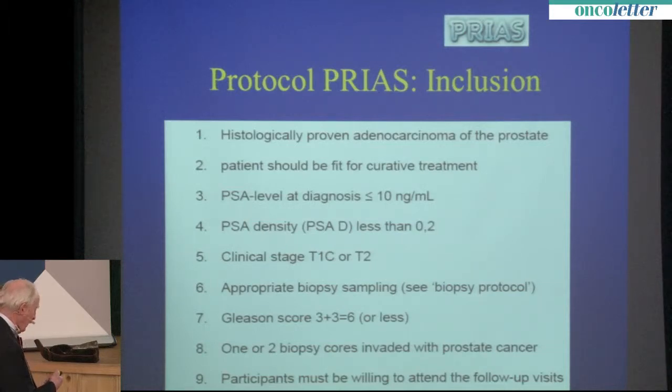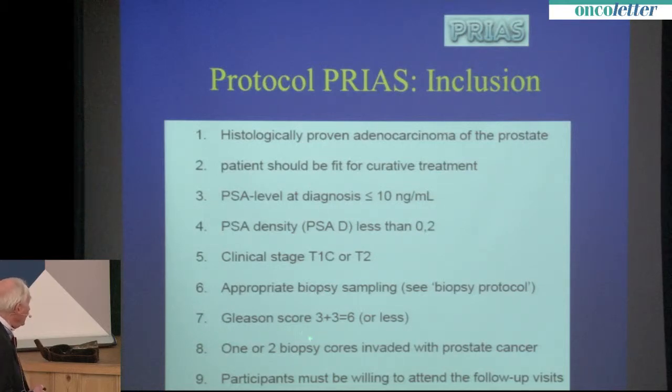Obviously, we need to have proven diagnosis. Patients should be fit for curative treatment. That is very important. That's the difference. It makes a difference to the watchful waiting situation. PSA level at diagnosis should be less than 10. PSA density less than 0.2. This brings in prostate volume, obviously in relation to the PSA. The clinical stage has to be T1 or T2. Appropriate biopsy sampling has to be done, has to be proven.